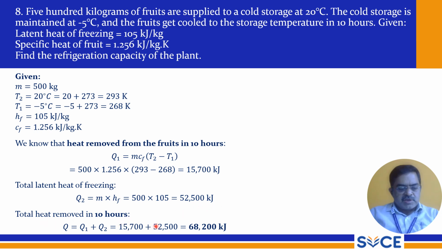Total heat removed in 10 hours. So you have to calculate for 10 hours. So that is Q1 plus Q2 equal to 15,700 plus 52,500 equal to 68,200 kilojoules. So this is the heat removed from the fruits in 10 hours.